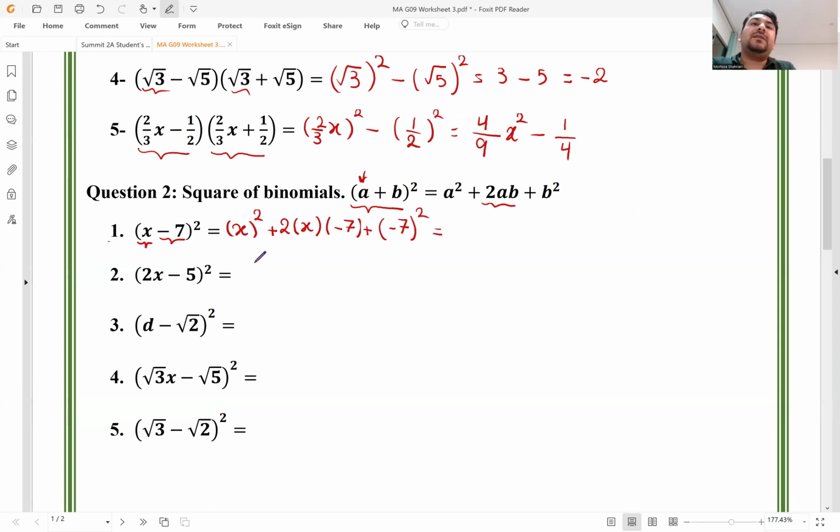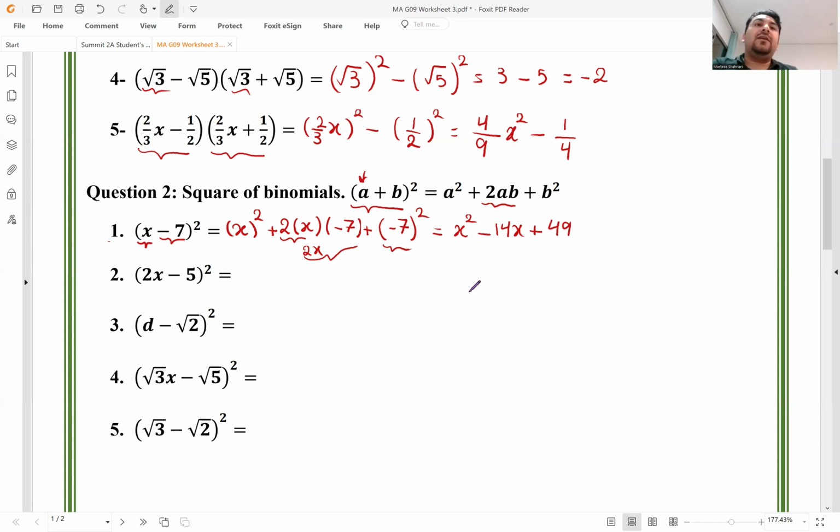Now let's simplify it. x powered by 2 is x squared. 2 times x is 2x. So 2x, the result, multiplied by negative 7, is negative 14x. And then negative 7 powered by 2 will be positive. 7 powered by 2 is 49. When we say 7 powered by 2, it means 7 times 7, which is 49.